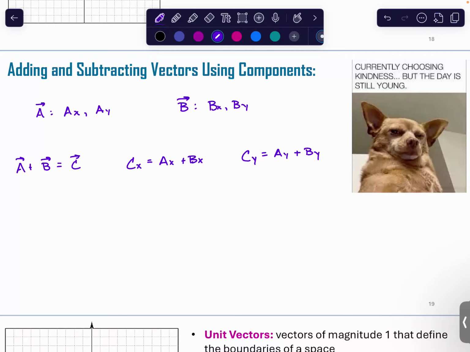Now, what if we had A minus B is vector D? So the X component of D this time is going to be AX minus BX. DY is going to be AY minus BY. So they're done in the same way. It just depends on if you're adding or subtracting.